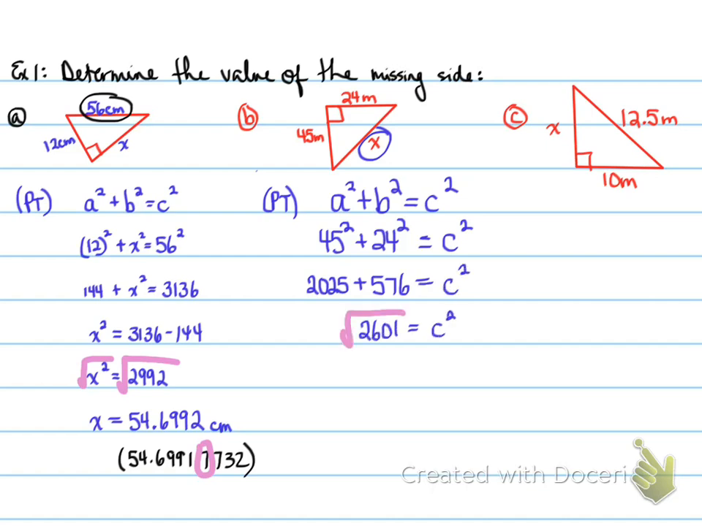Get c squared by itself, and we take the square root. That's right, we want to get rid of that square on the c. So we end up with an answer of c equals 51 meters.